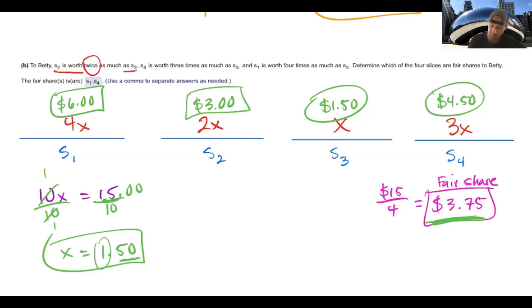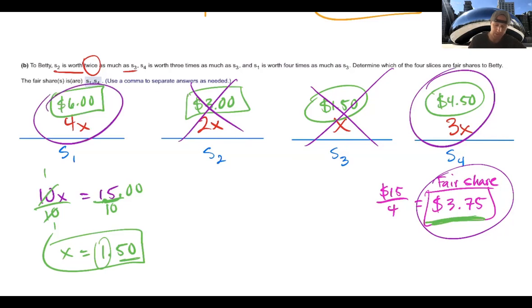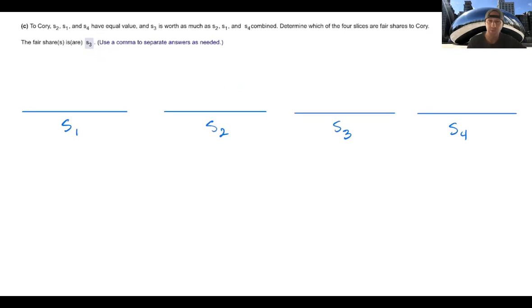And then remember, we're looking for the fair share amount, which definitely that section would not be it, nor would that one. So in this case, the $4.50 and the $6 would be okay, which is why S1 and S4 was another correct answer by this student. Now these start getting a little bit more challenging on part C and D, so hang in there. If you got these, great. If not, here we go.